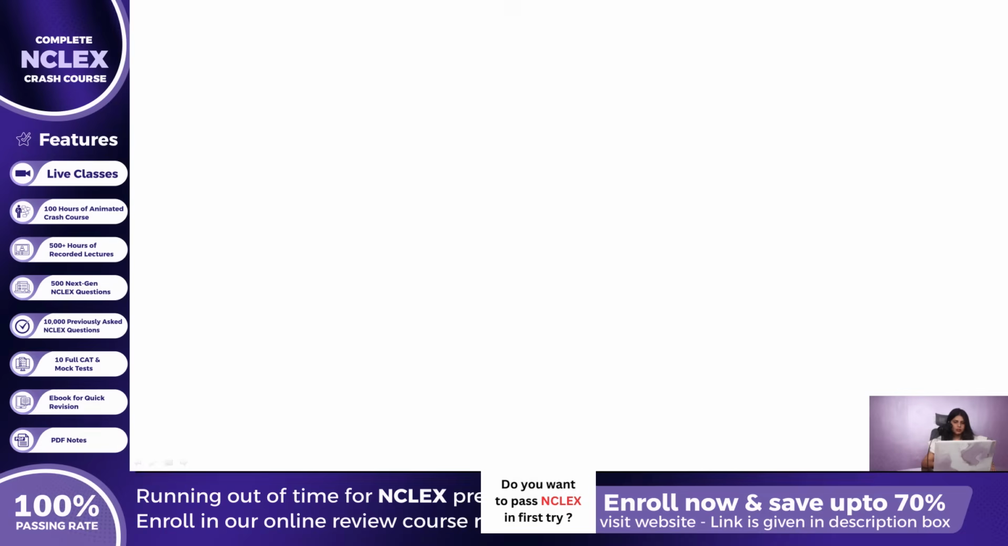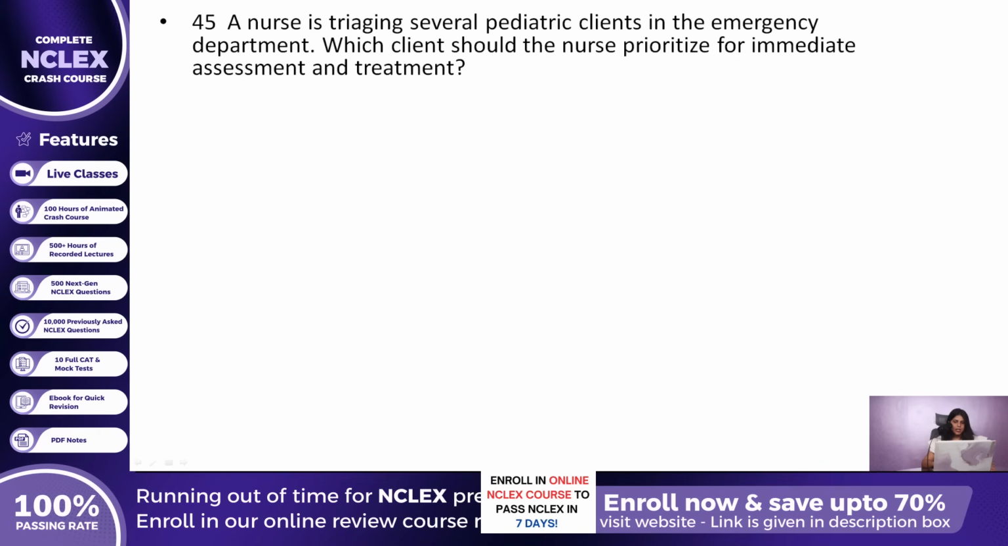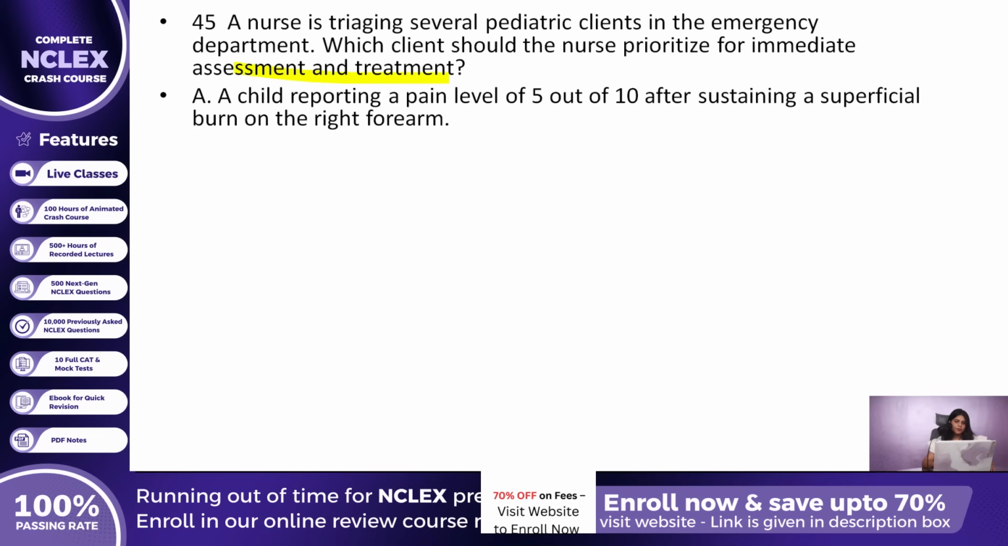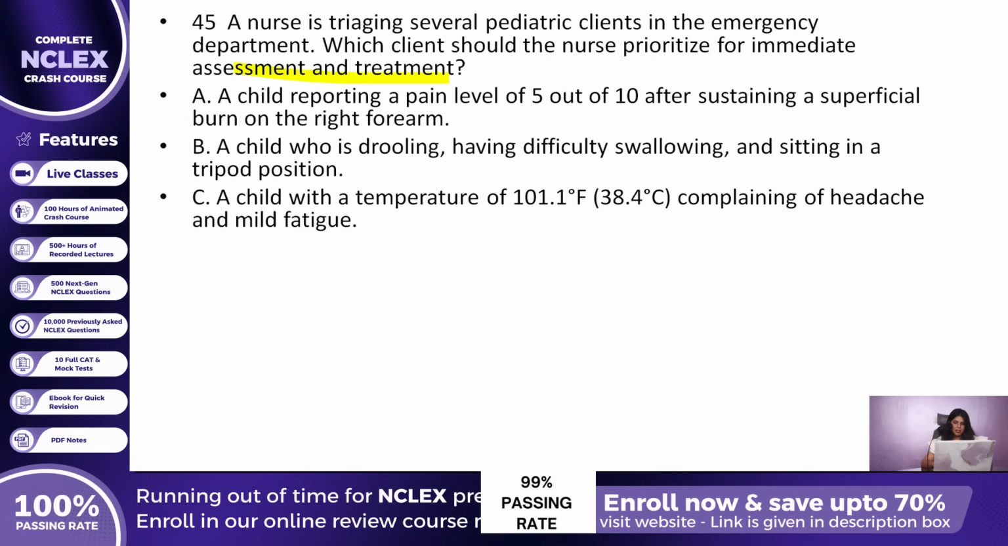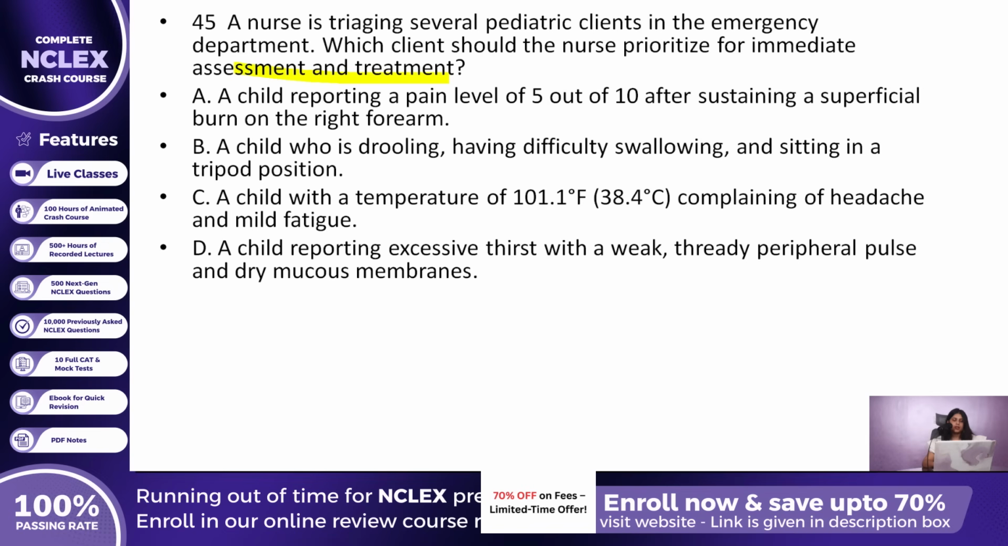Come to the next question. 45. In the pediatric emergency department, the nurse must decide which client needs immediate assessment and treatment. The options are A, a child with a superficial forearm burn reporting pain at 5 out of 10, B, a child who is drooling, having trouble swallowing, and sitting in a tripod position, C, a child with a mild fever and headache, and D, a child with excessive thirst, dry mucous membranes, and a weak, thready pulse.